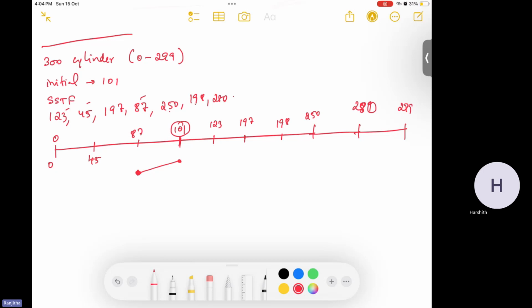Then from 87, we see which one is farther, 45 or 123. So 87 minus 45 is 42, whereas 123 minus 87 is, I think, 36 or so, which is less than 42. So from 87, we go to 123.